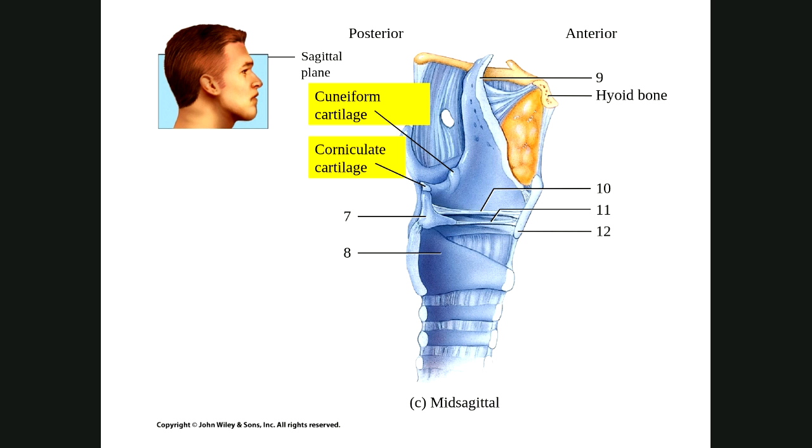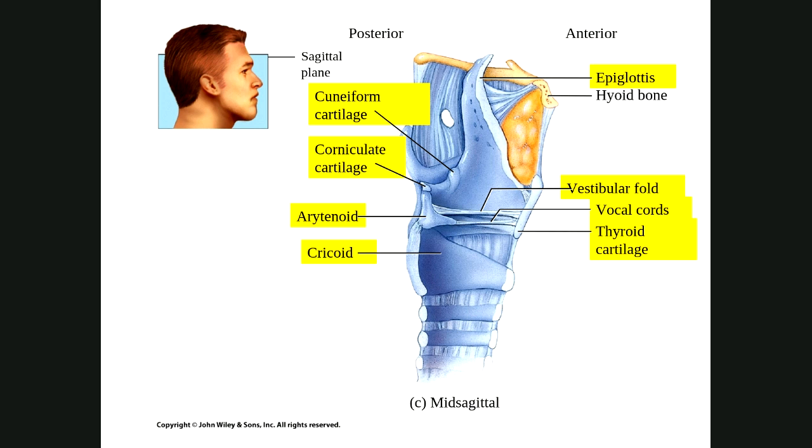Okay, so here's the corn. See the piece of corn, so corniculate, and then in front of it the cuneiform cartilage, so you have 2 of each. Beneath is arytenoid, cricoid is the first and the largest one, and then they're small.